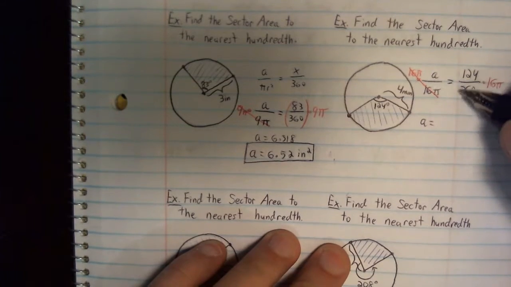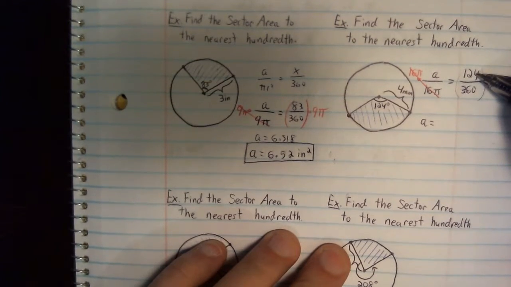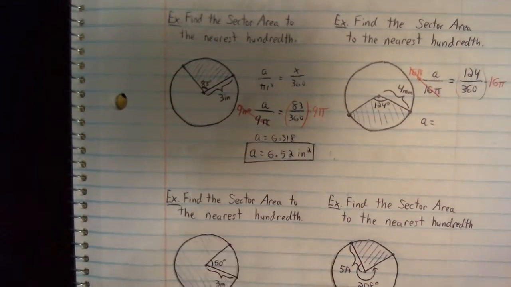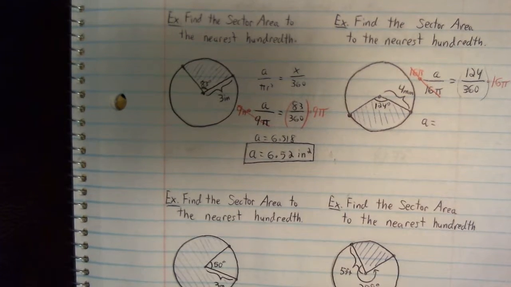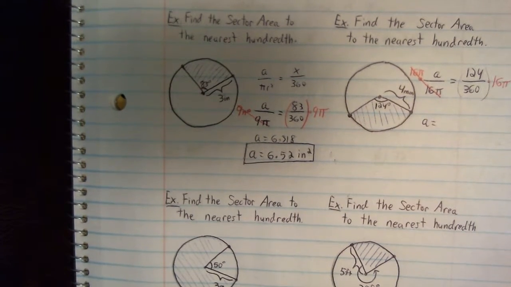So remember what we're multiplying here. 124 divided by 360 times 16 pi. Let's go back to our calculators real quick. 124 divided by 360 times 16 pi.